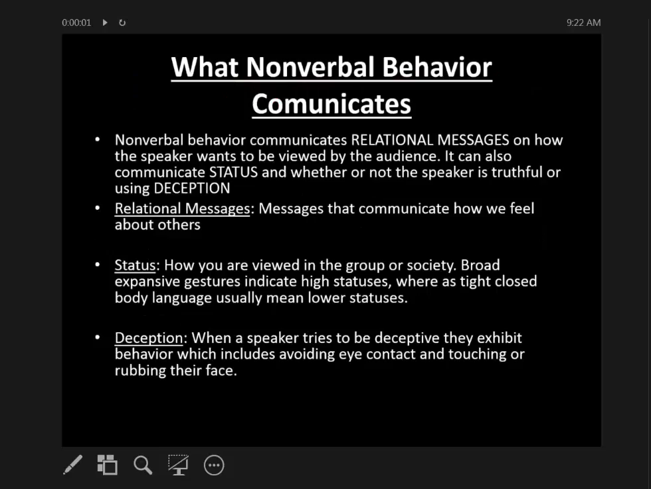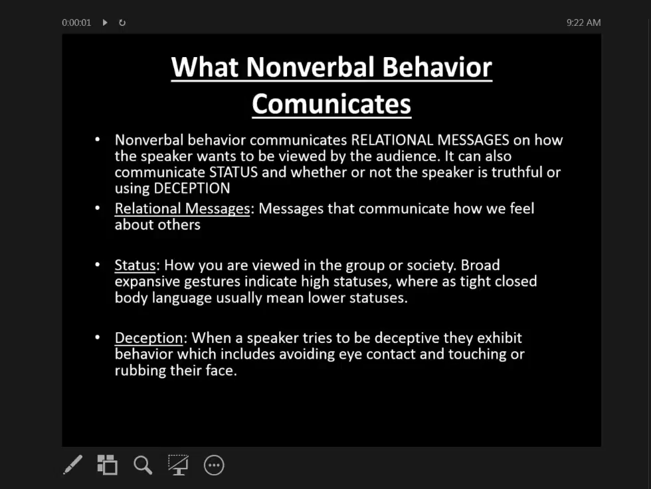What nonverbal behavior communicates? Nonverbal behavior communicates relational messages on how the speaker wants to be viewed by the audience. It can also communicate status and whether or not the speaker is truthful or using deception. Relational messages. Messages that communicate how we feel about others. Status. How you are viewed in the group or society. Broad expansion gestures indicate high statuses, whereas tight closed body language usually means lower statuses.